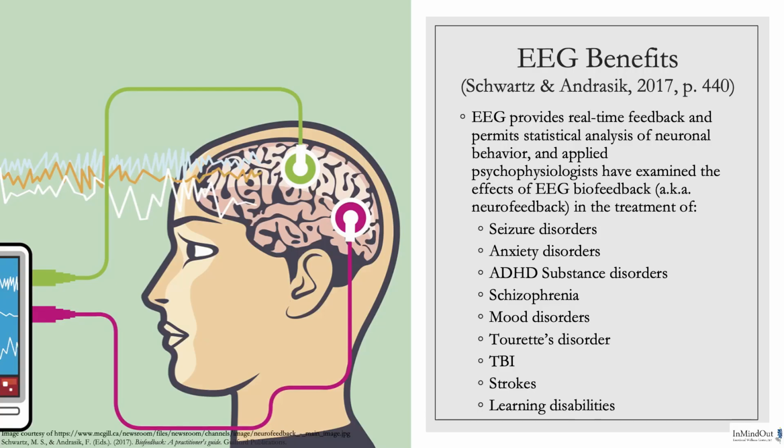So we can look at the activity in the brain and then feed that information back to the individual on a screen, and make it perceptible to the person's senses. Over time, their brain learns to function more effectively and more efficiently. So we're creating more efficient and more effective neuronal connections and networks. That helps us to treat things like seizure disorders, anxiety disorders, attention issues, schizophrenia, mood disorders, Tourette's disorder, TBI, strokes, learning disabilities. And this is not an exhaustive list.